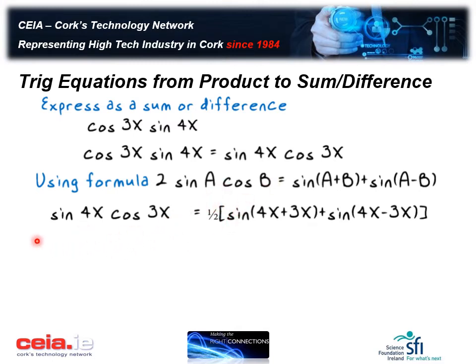Okay, so my predecessor has done a few steps in one here. He's taken the 2 over to this side. That's my half there. So what he's put in is his A is 4x and B is 3x. So sine 4x cosine 3x is equal to half, open brackets, and then sine A plus B, 4x plus 3x, plus sine 4x minus 3x. And then it's just a matter of completing the arithmetic, and there's our answer.